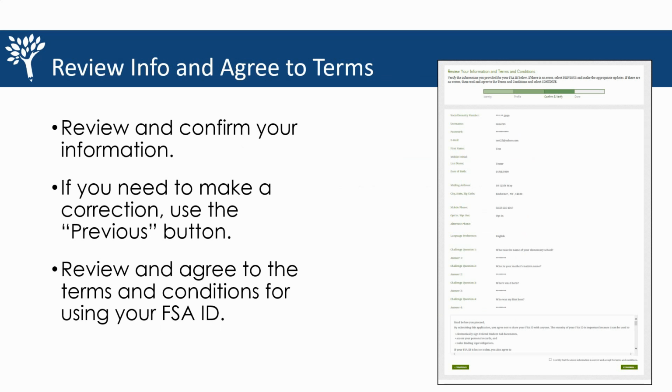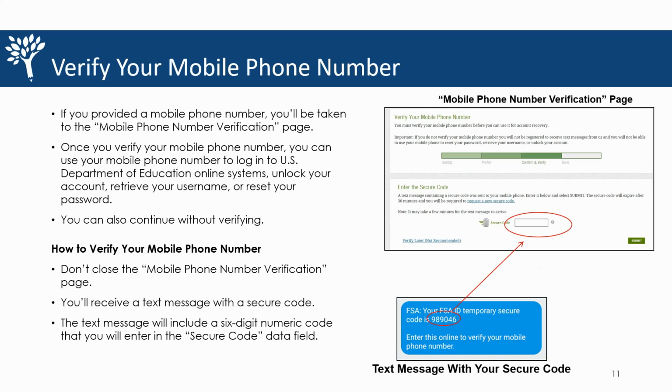Finally, you're going to review your info and agree to the terms and conditions. Review and make sure all of the information is accurate. Double check the Social Security number and the way that your name is spelled. If you need to make a correction, you're going to click on the previous button, make the correction, and move forward to continue. Once everything is accurately entered, you're going to click on Review and Agree. This will create your FSA ID.